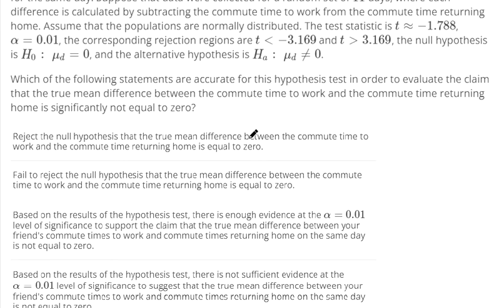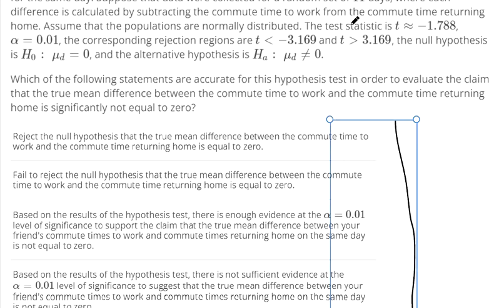Which of the following statements? Man, actually, I gotta read that again. That is a long sentence. The true mean difference between the commute time to work and the commute time returning home is significantly not equal to 0. So that's the alternative hypothesis, that the difference between commute time and work time isn't equal to 0. That's what we were just talking about here at the beginning. So which of these statements reflects that difference?